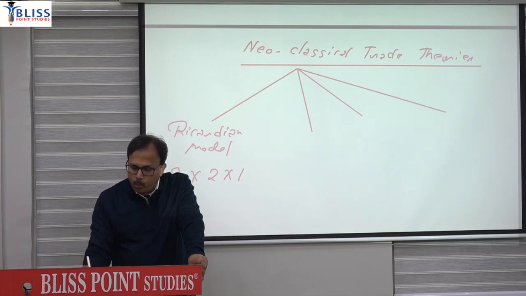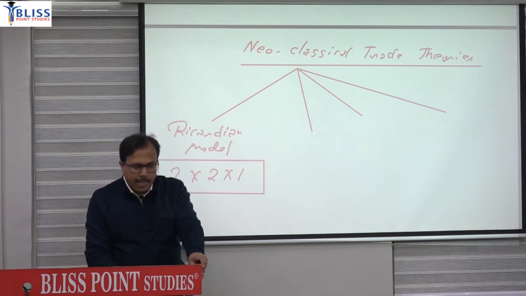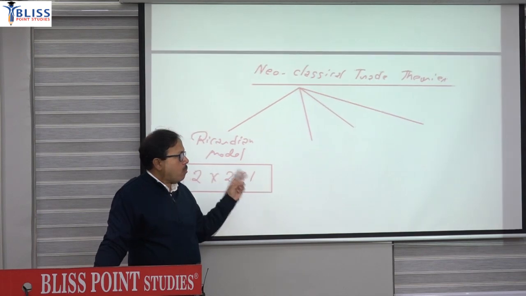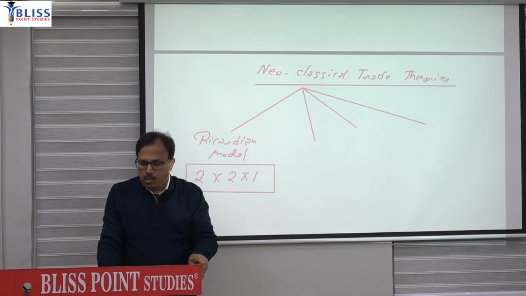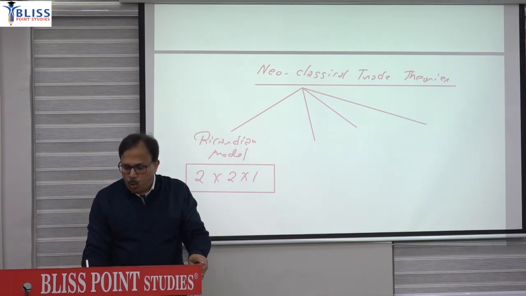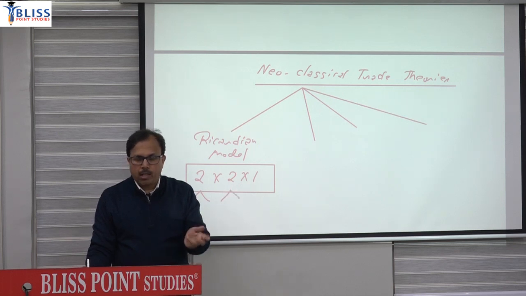It is a 2 by 2 by 1 model, which means trade between two countries producing two products by using only one factor of production, that is labor. So here we explain trade between home country and foreign country producing two products, say cheese and wine, by using only one factor of production, that is labor.